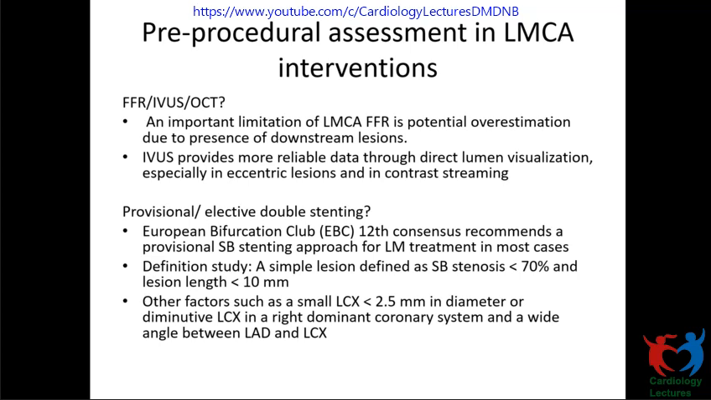The second question is, should I go for an elective stenting or a provisional stenting? Well, according to the latest recommendation, provisional stenting should be the approach for most cases of left main. According to the DEFINITION study, any simple lesion, that is, where the side branch, in this case the LCX stenosis, is less than 70% and the lesion length is 10 mm, ideally go for a provisional stenting. The other factors such as a small or diminutive LCX in the right dominant system and a wide angle between the LAD and LCX suggest going for an elective stenting.